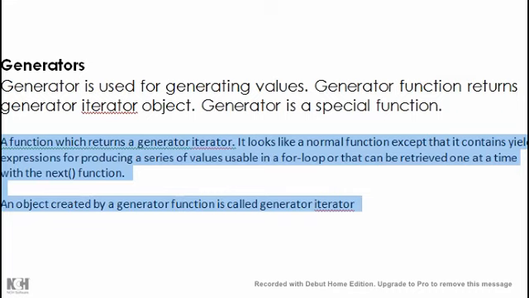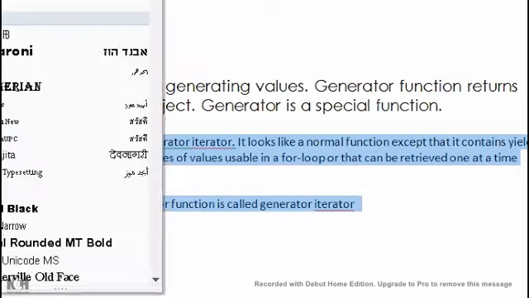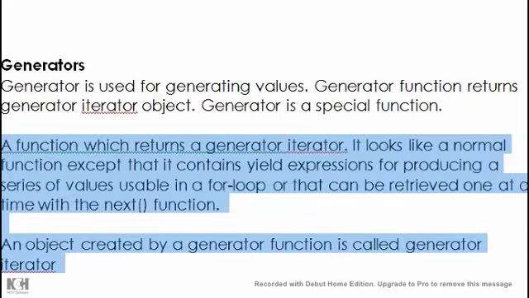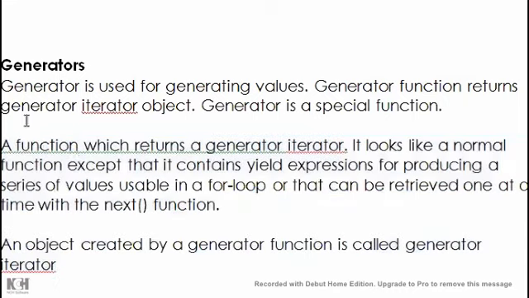For example, a list is an iterable which allows iteration. A set is an iterable and it allows iteration. All collections implement the iteration protocol, which allows reading individual values. So a function which returns a generator iterator looks like a normal function, except that it contains a yield expression for producing a series of values.